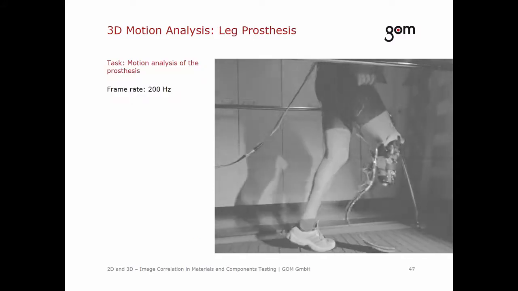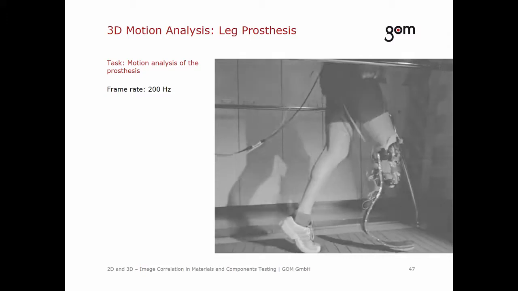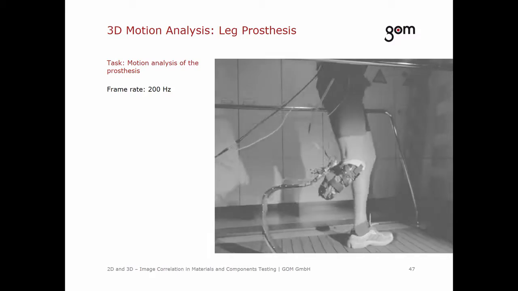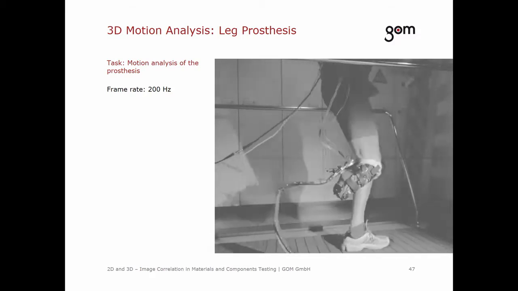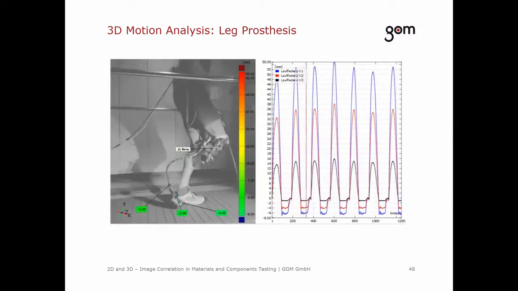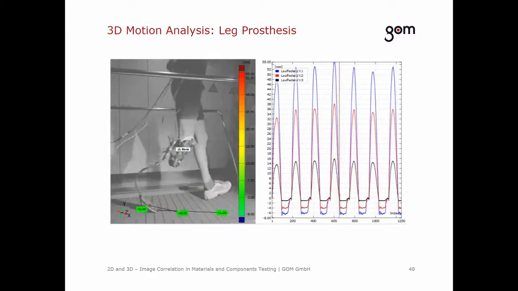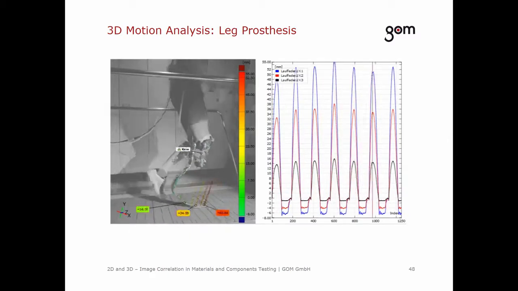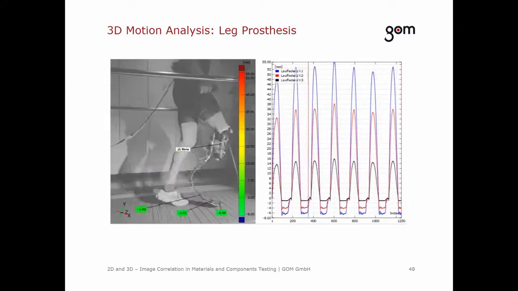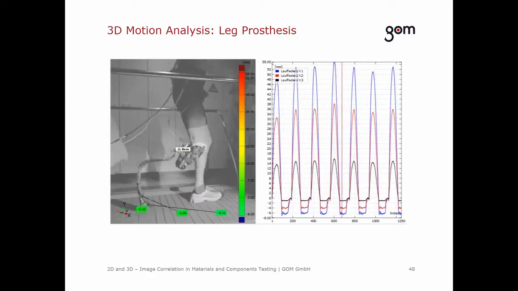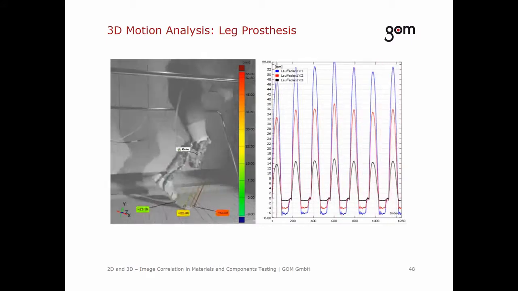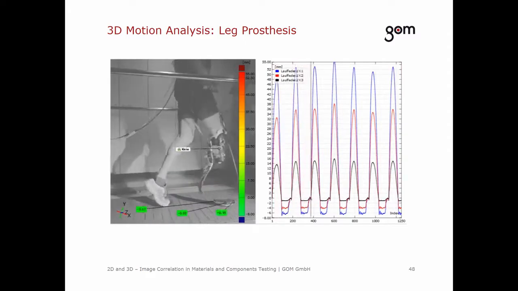With optical 3D measuring systems, you can also analyze the stiffness of a prosthesis in detail to find out how to reduce the relative load on the knee. We have seen this example before for 2D motion analysis. Here we can see now that you have more information about the movement of the leg prosthesis. You can see the displacement in X, Y, and Z direction. In this case, 3D provides also more information than 2D.